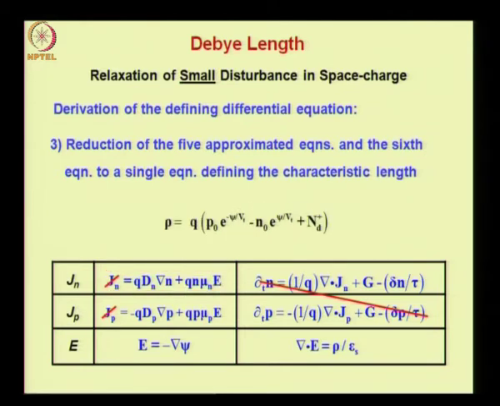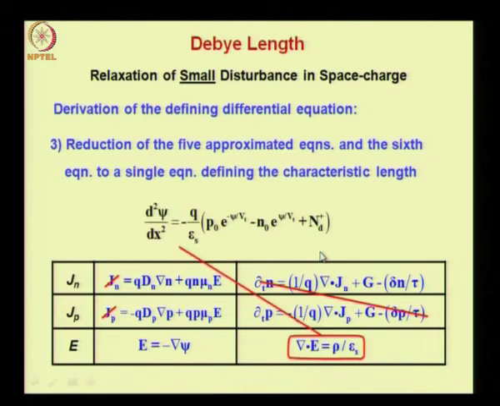Now substituting those exponentials, your expression for space charge is as shown here: Q into P naught exponential minus psi by Vt, minus N naught into exponential psi by Vt, plus Nd plus. Now rho is nothing but divergence of E into epsilon s, or rho by epsilon s is divergence of E.